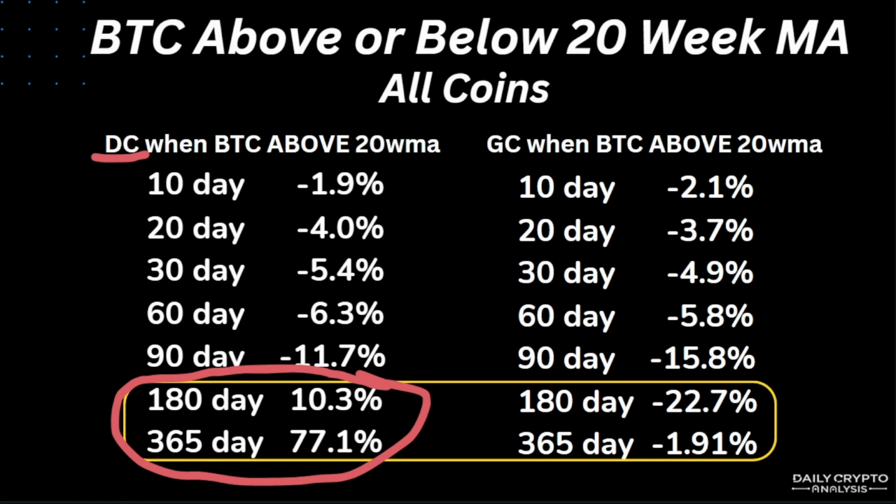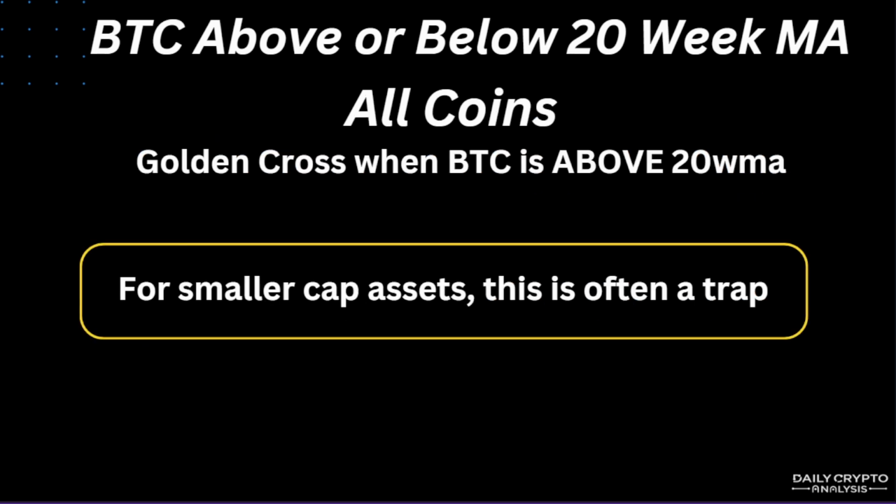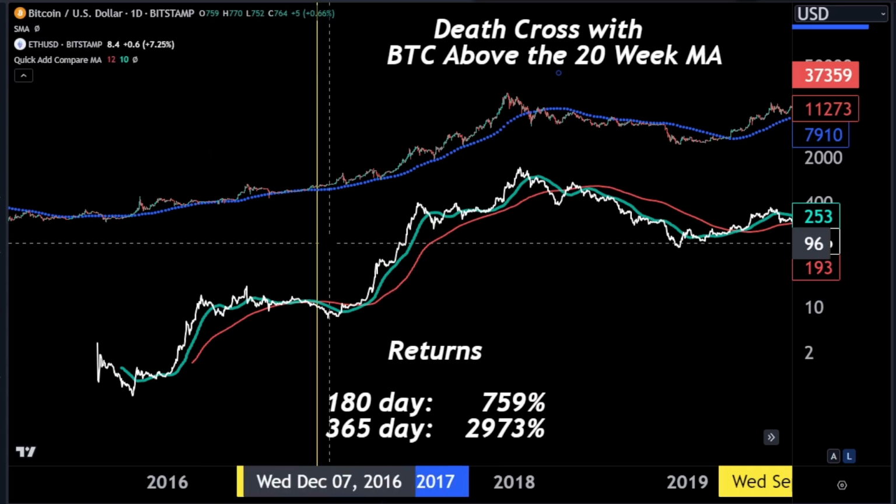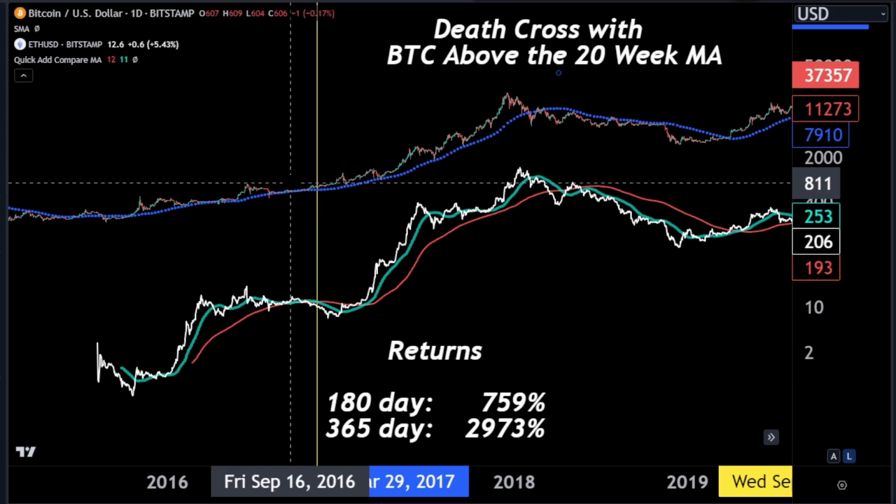And I think the reason, again, is very simple. When you wait for this event to occur, this signal to occur, what you're saying is, okay, Bitcoin right now is above its 20-week moving average. And we'll just come back here and look at this. Bitcoin is above its 20-week moving average. What does that tend to indicate?